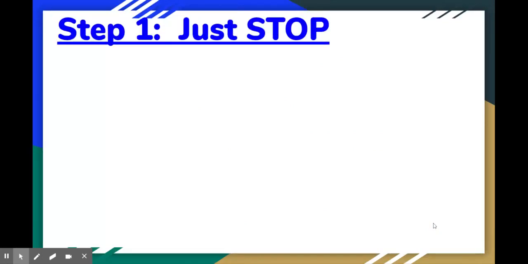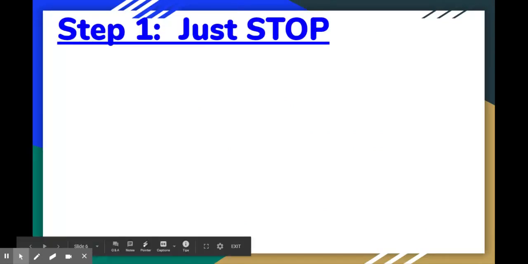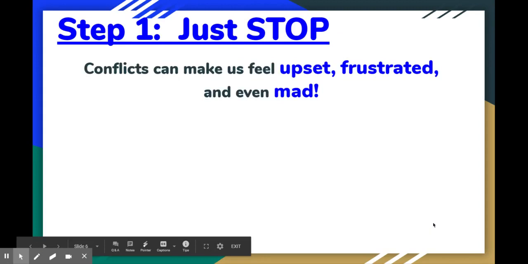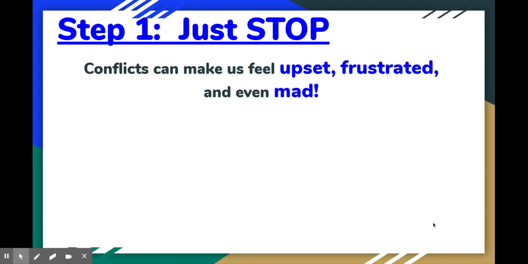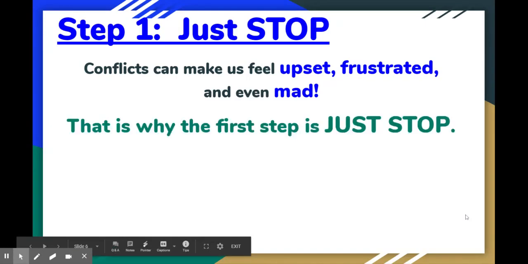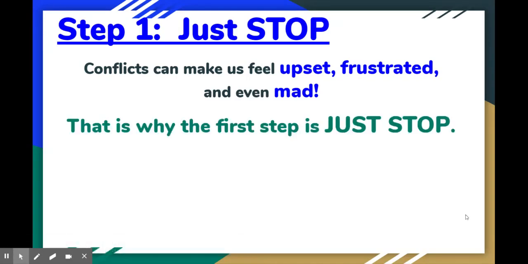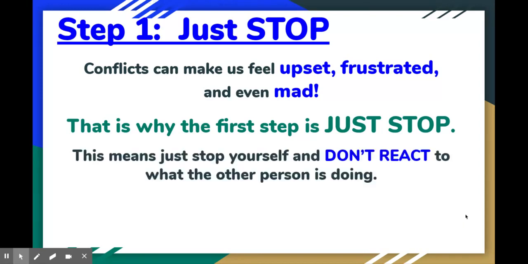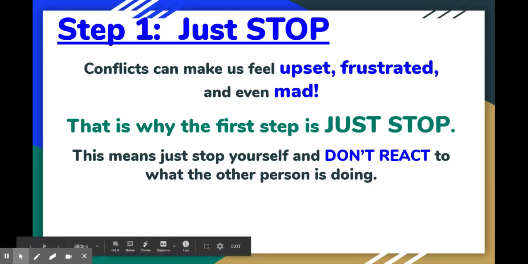So the first one was just stop. As Elvis mentioned in the video, conflicts can make us feel very upset, frustrated, even mad. That is why step 1 is just stop. And what that means is stop yourself and don't react to what the other person is doing. They might be trying to get on your nerves or doing something that's annoying you. And if you react out of anger or frustration, it probably is going to make the situation worse.